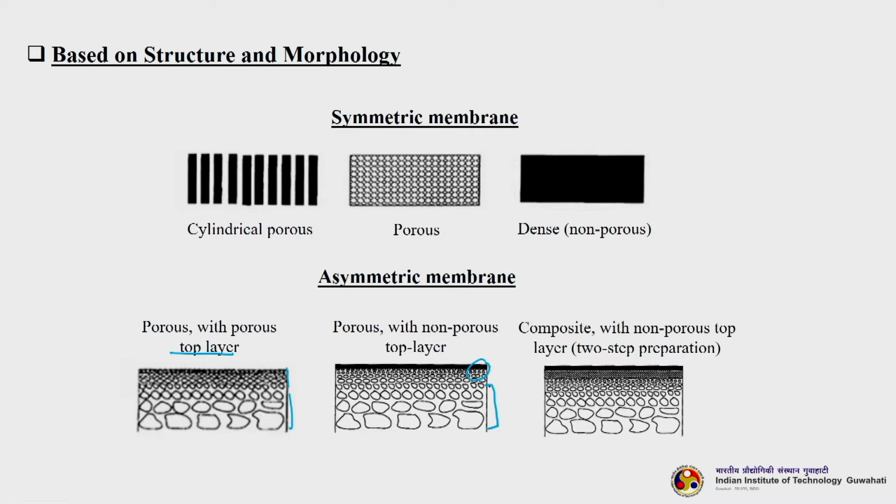So, this is another type of asymmetric membrane, and the last one is a composite membrane, in which there is a top non-porous membrane, here this one, and we can have a porous support here, and in the intermediate we can also have another membrane with a little lower porosity and pore size than the support below. So, we can prepare it in a 2-step or 3-step preparation.